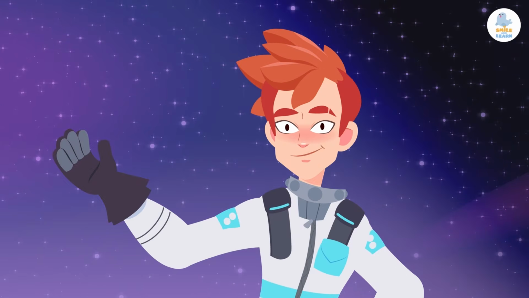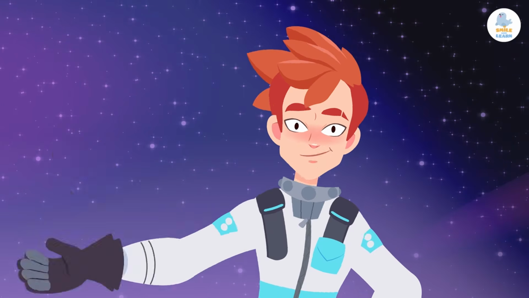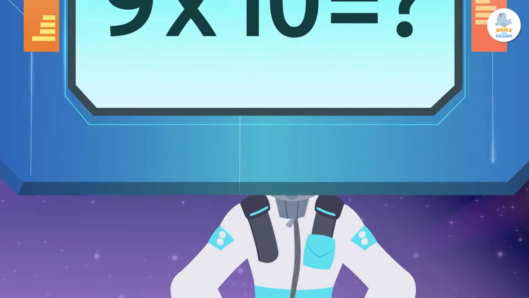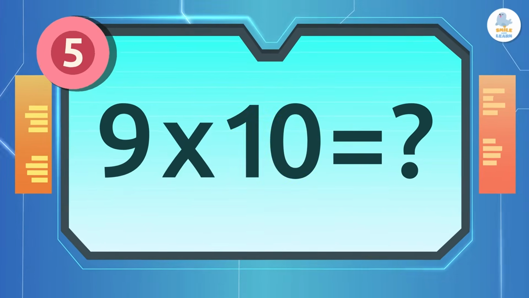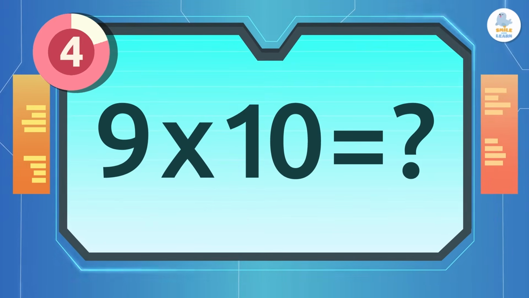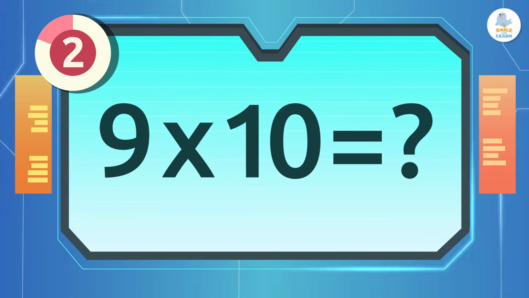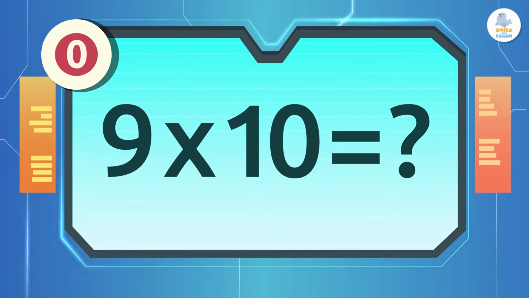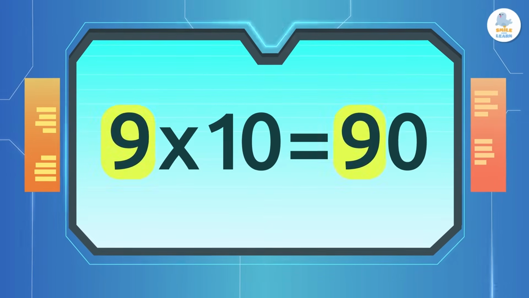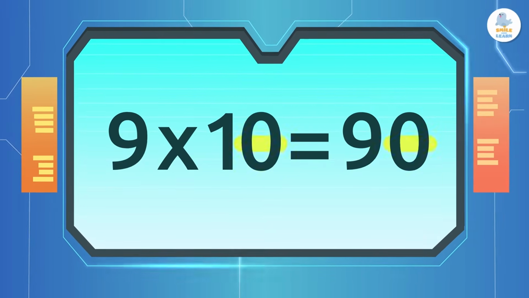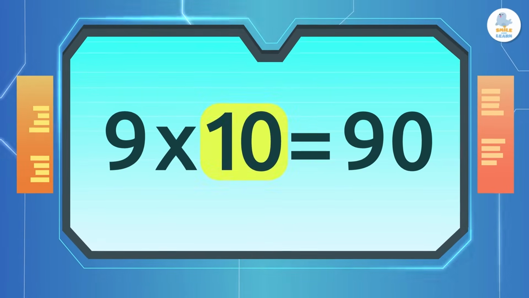Now, who wants to try it? Let's practice together. What is 9 times 10? Great! 90. First we put the 9 and add 1 0, because we are multiplying by 10.